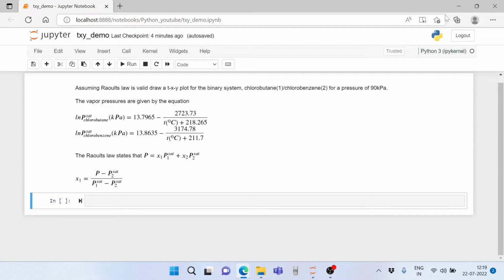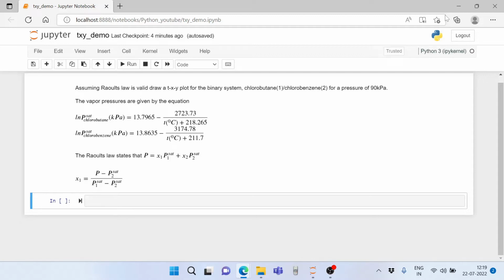Now, let's take up a comprehensive tutorial today on how to plot a TXY plot. So I have the binary system on the screen. It's that of chlorobutane and chlorobenzene. The saturated vapor pressure of chlorobutane and chlorobenzene is on your screen, and it is given in the form of Antoine's equation.